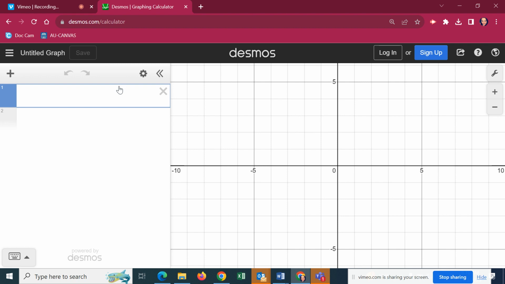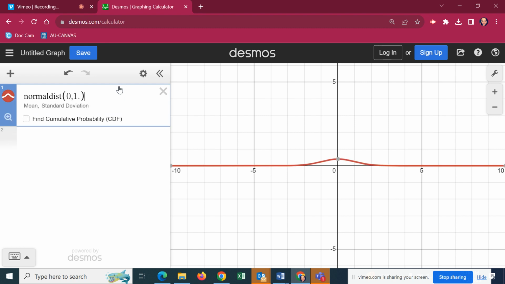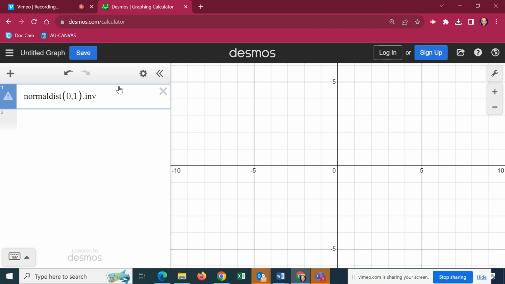We can go in here, and it's normal dist, and we know that the mean is 0, standard deviation is 1. And then inverse CDF is 0.04. So my Z-score is 1.75.